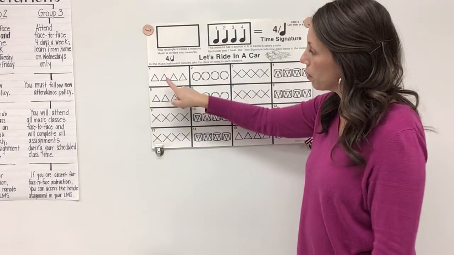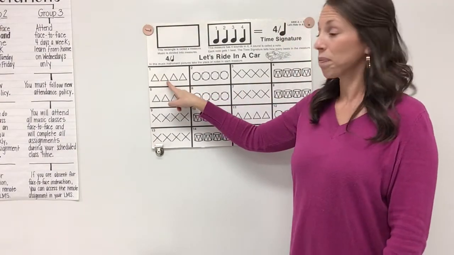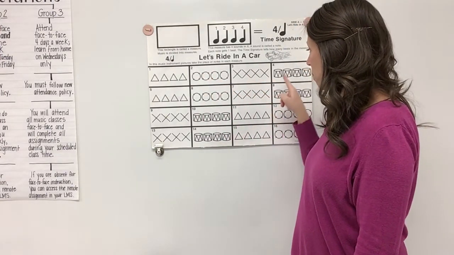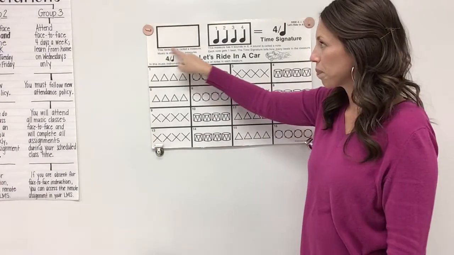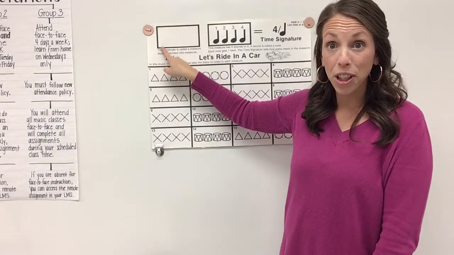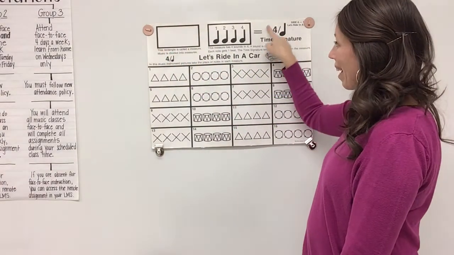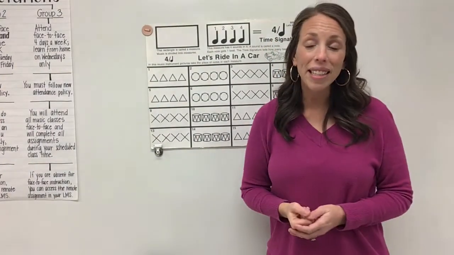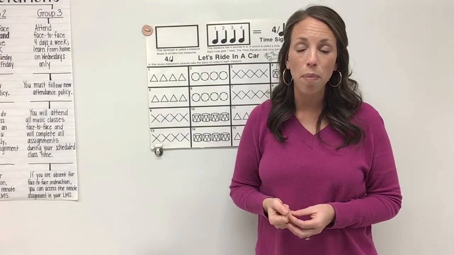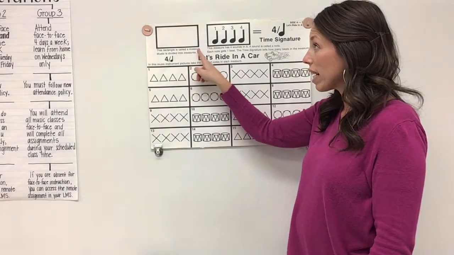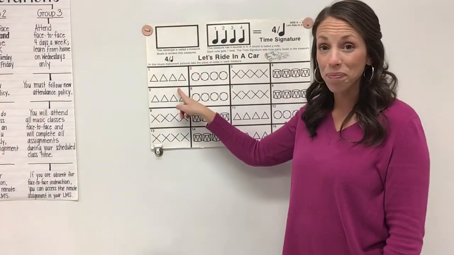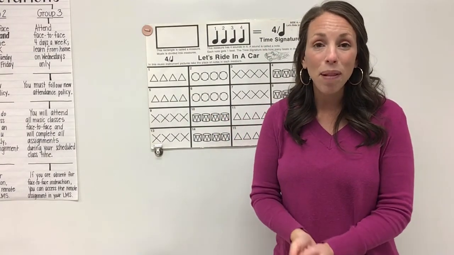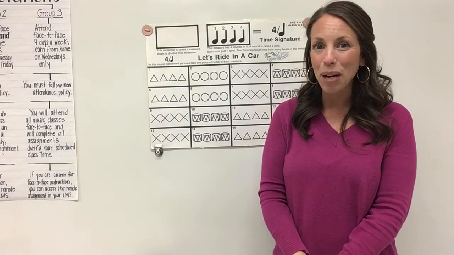So let's review. Triangle, tambourine, claves, drum. Measure, time signature. For your activity in Seesaw, you are going to show me that you know what each of these music symbols are. That way, I will know that you are ready to play an instrument and start reading music.